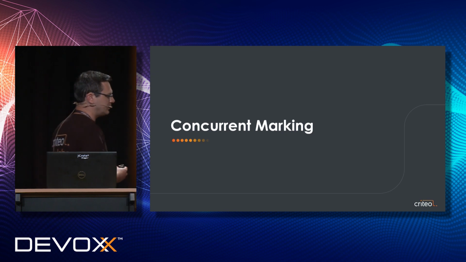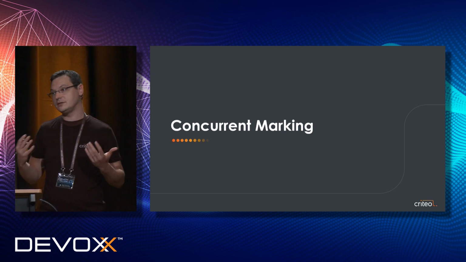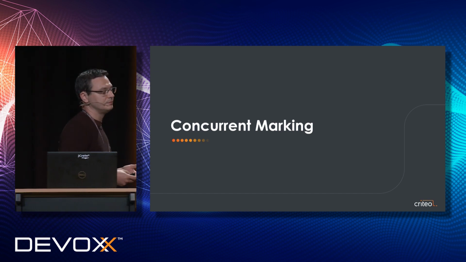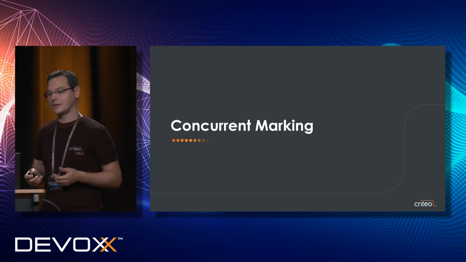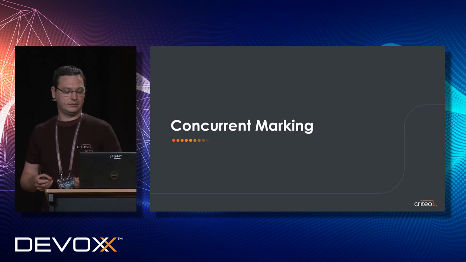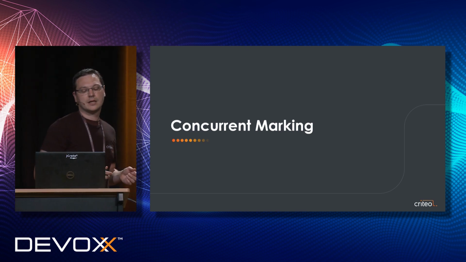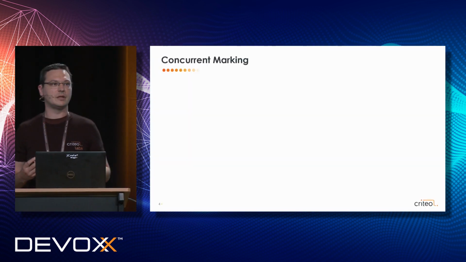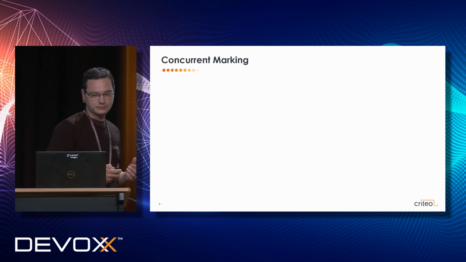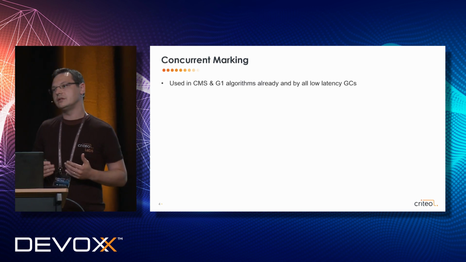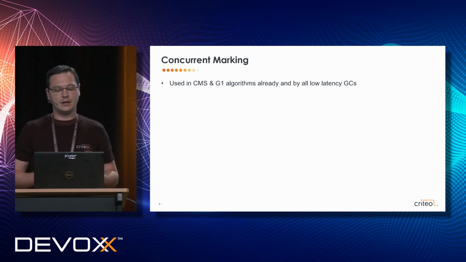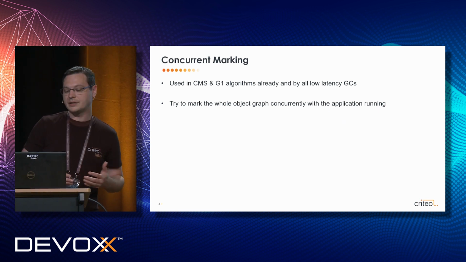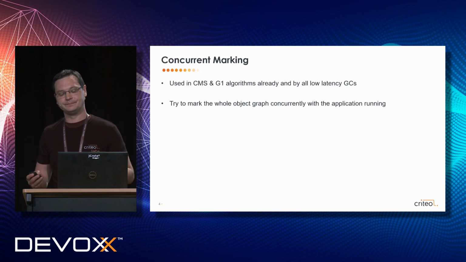So I assume in this session that you understand how basic GCs work: marking, moving objects, and sweeping. So here, concurrent marking is for when you have the application and a GC working together. Concurrent marking is not new. It's already used in the CMS and G1 algorithms, but it's common to all low latency GCs. In concurrent marking, we try to mark the whole object graph concurrently with the application.